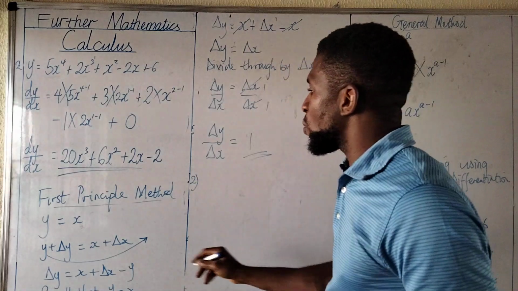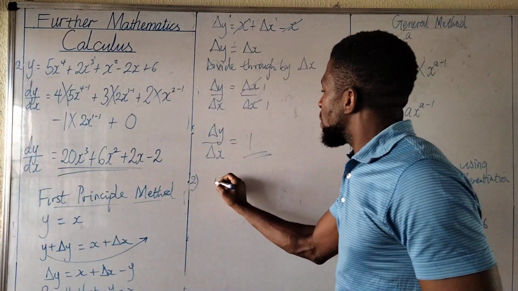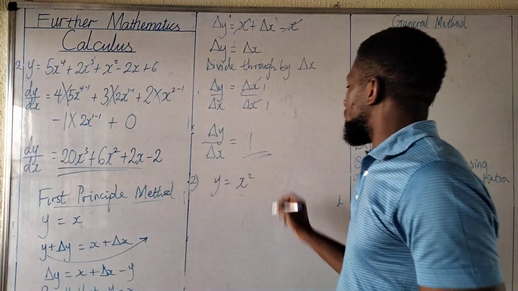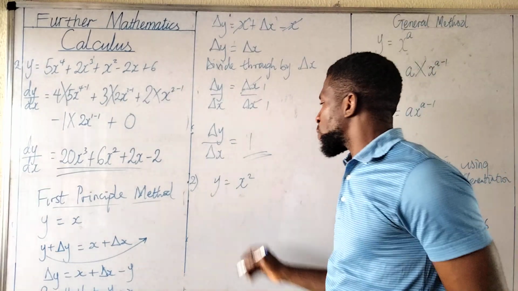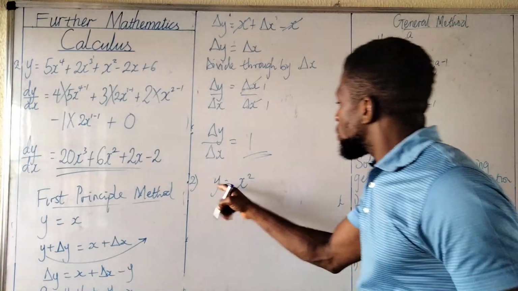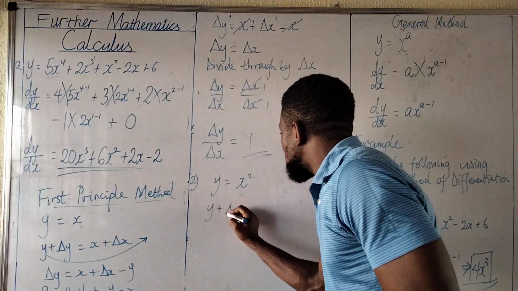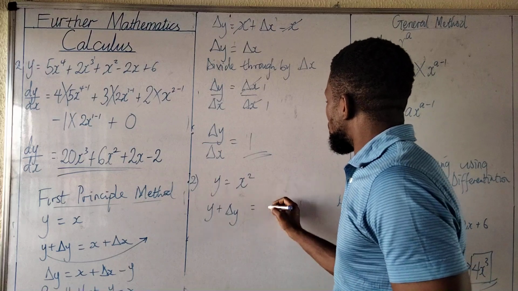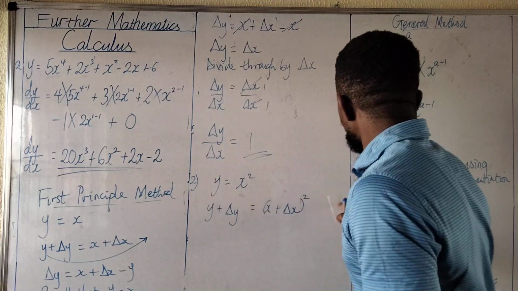We call that number 2 and we call this number 1. Number 2 says y equals x squared. We have this to solve using the first principle method of differentiation. Remember the idea behind this: y plus change in y equals x plus change in x, all squared.